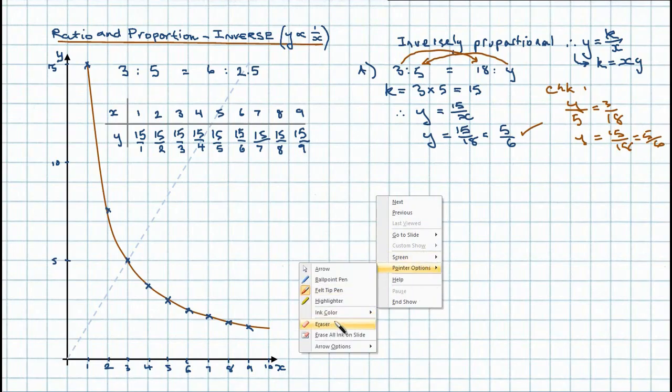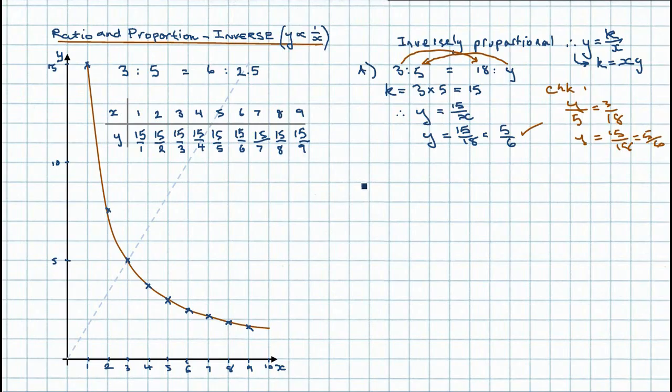Okay, let's try another one. So, problem B. Let's keep the numbers simple so you can see very clearly what's going on. Let's try a 4:1 ratio. 4:1, but again, inversely proportional. So 4:1, and now let's have 2 to y. Okay, so what's y?